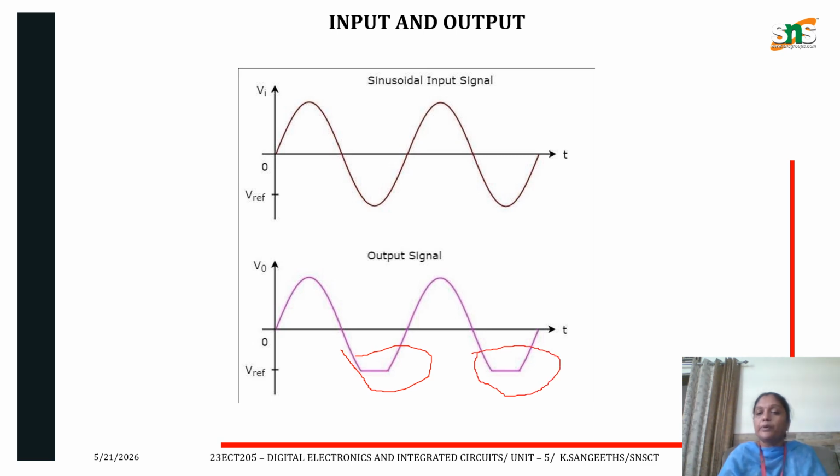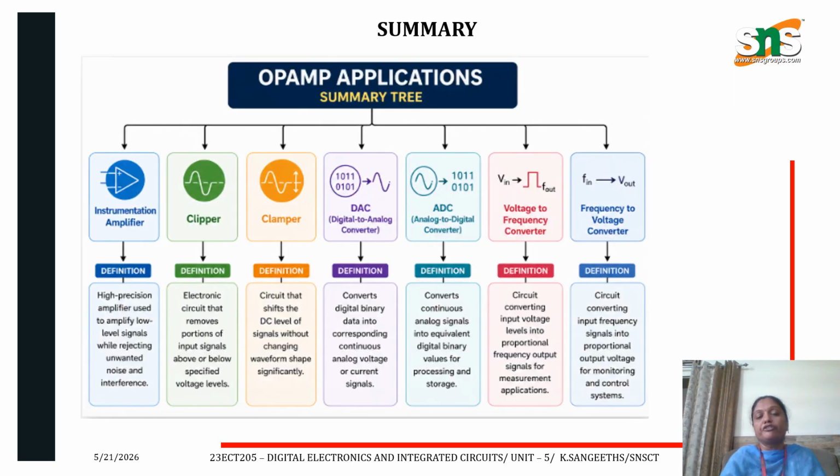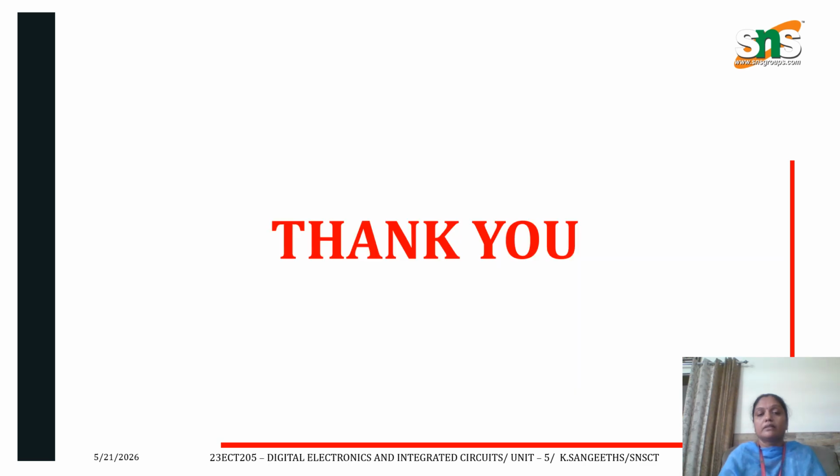So these are the input and output waveforms of the clipper. The clipper is one of the operational amplifier applications. Hope this video will help you to understand what wave shaping circuits are and the different types of wave shaping circuits, what is the need of a clipper circuit, what is meant by a clipper, and what are the different types of clippers. Thank you.